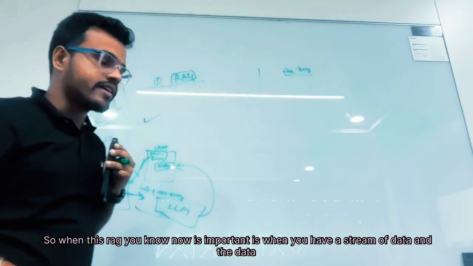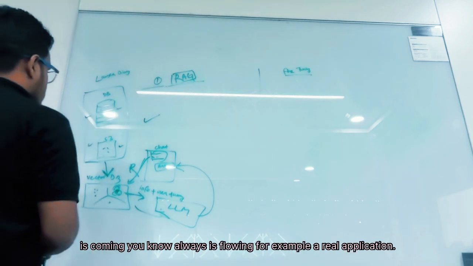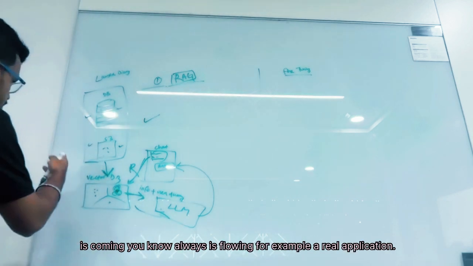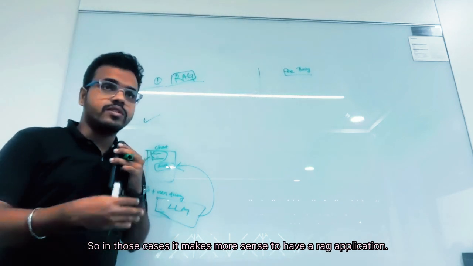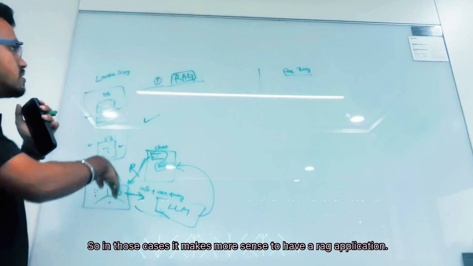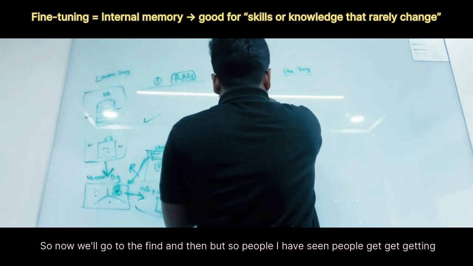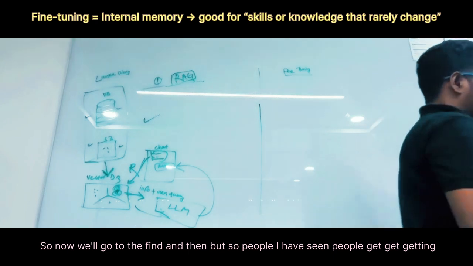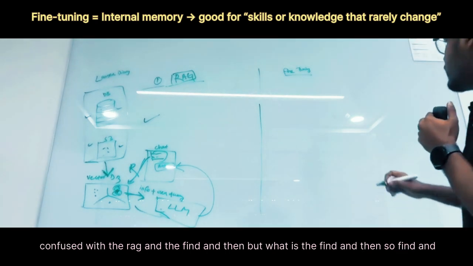RAG is important when you have a stream of data, and the data is always flowing. For example, a real world application. In those cases, it makes more sense to have a RAG application. Now we'll go to the fine tuning part. I have seen people getting confused between RAG and fine tuning. But what is fine tuning?